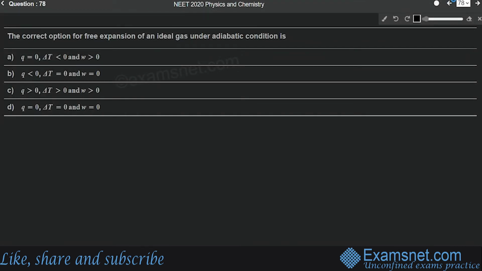Question number 78 is from the chapter Thermodynamics, and the question is: the correct option for free expansion of an ideal gas under adiabatic condition is. Okay, so two things are to be noted here. First, there is free expansion of gas, and then the condition is adiabatic. Okay, so we know that in adiabatic condition no heat is transferred, no transfer of heat between the system and surrounding. That means Q will be equal to 0. Q denotes the heat. Okay. So one thing is clear, that heat is 0.